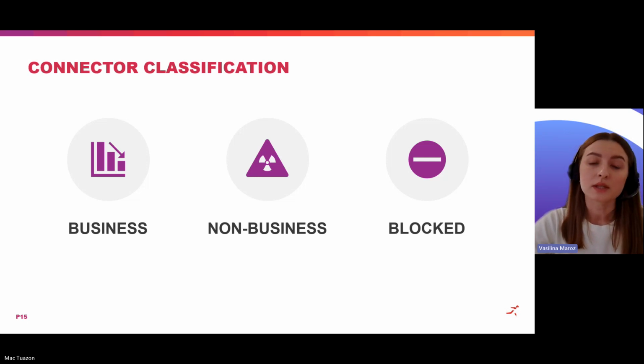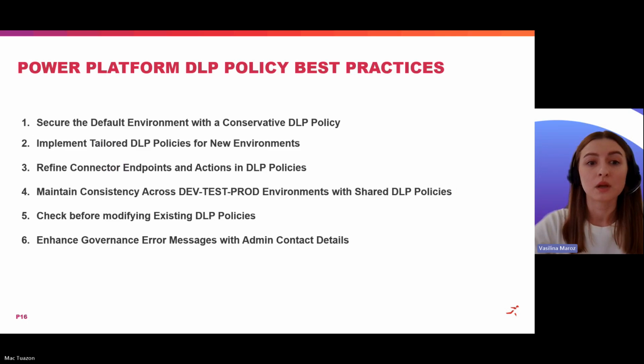Now that we've covered connector classification, let's explore how to implement effective data loss prevention policies within the Power Platform. First of all, secure the default environment with a conservative DLP policy. All users with the standard Power Apps or Power Automate license have access to the default environment with the environment maker role assigned, and many arrive at the default environment with no prior training. And they cannot be blocked from creating apps or flows. So it's really important to restrict their capabilities to mitigate risks posed by inexperienced users.